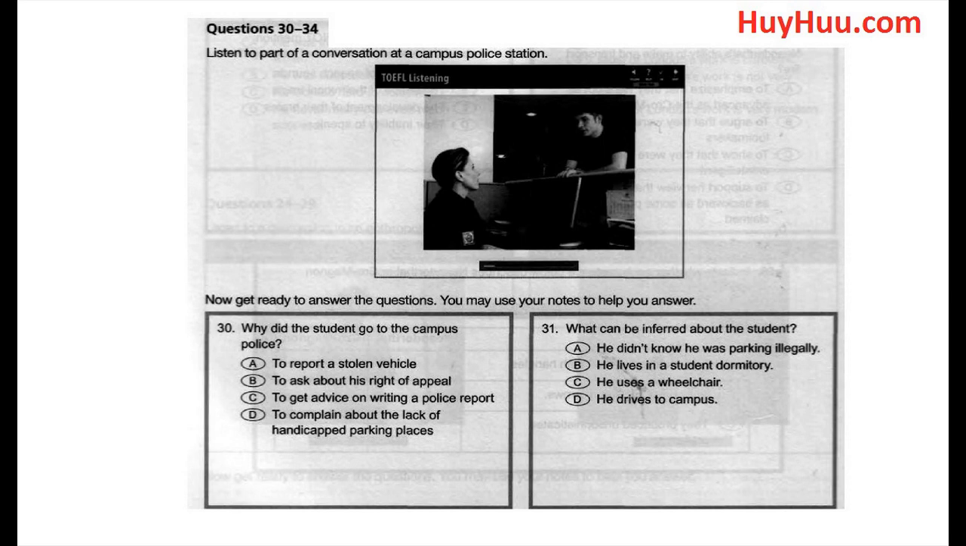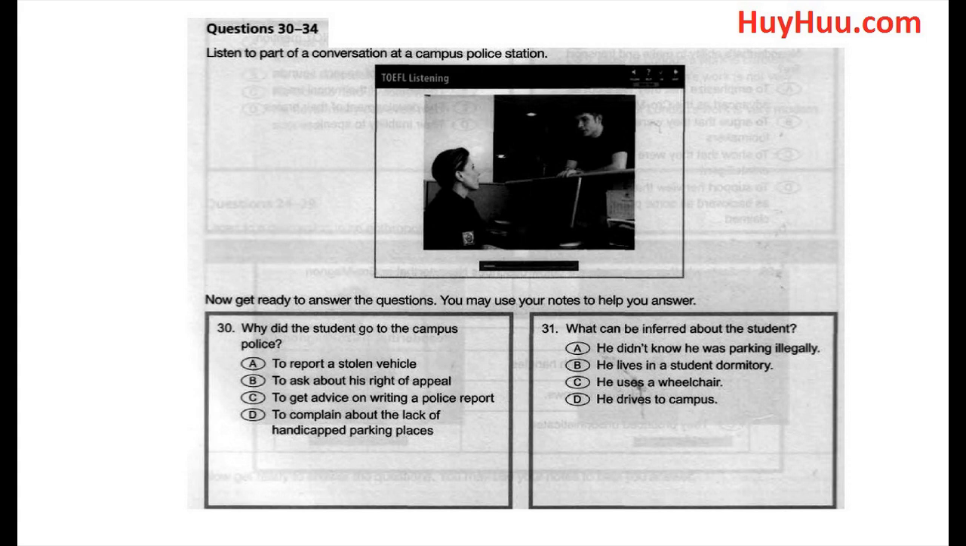Listen to part of a conversation at a campus police station. Yes, how can I help you? Yeah, I think my car has been stolen. Okay. Can you give me the details? Yeah, it's a 1999 four-wheel drive blue Subaru. Okay. And when and where did you last see it? Well, this morning I parked it in front of Lacey Hall.